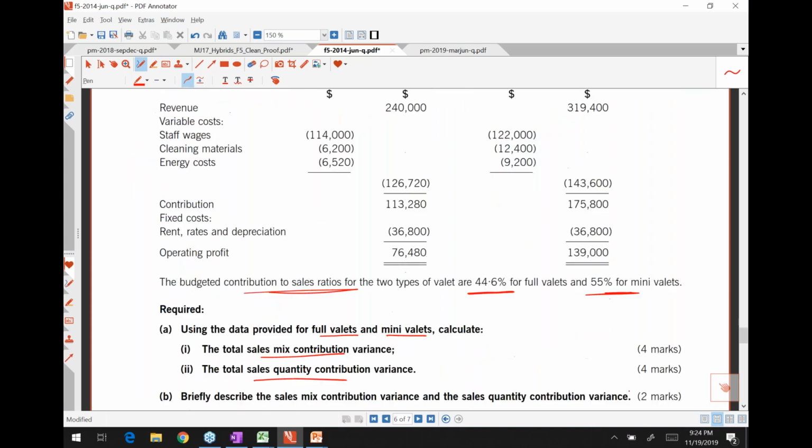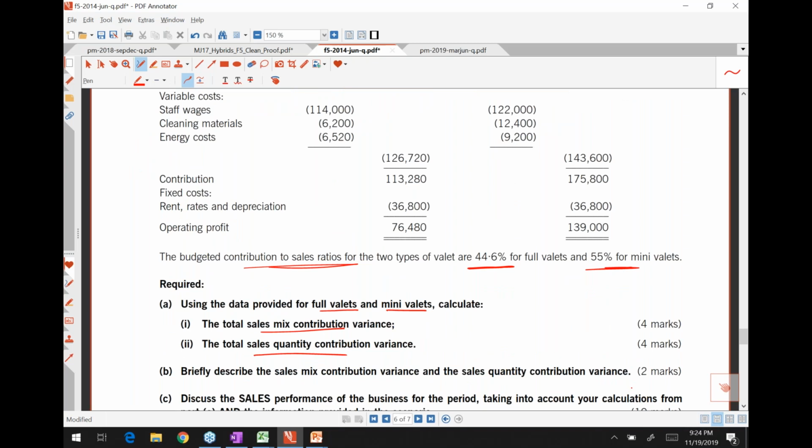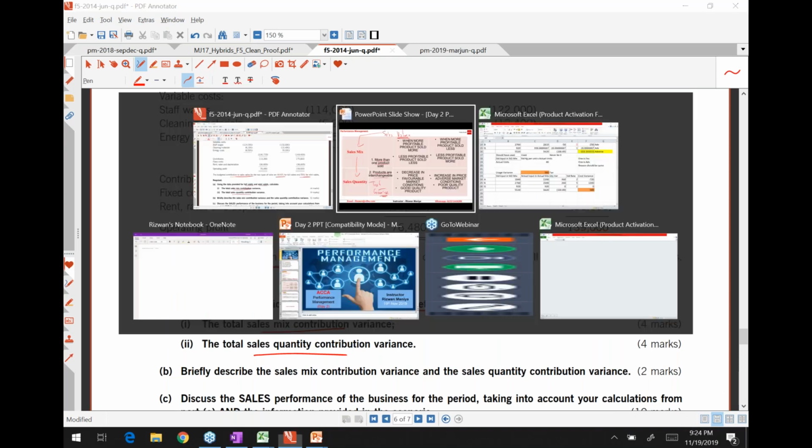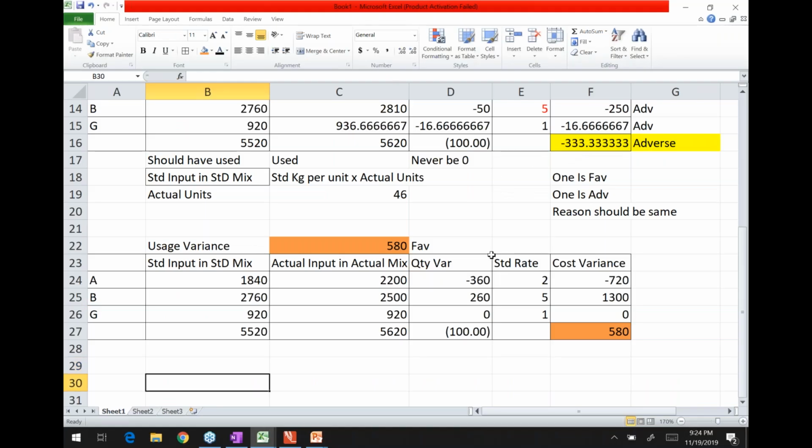It's time to work out the sales mix contribution variance. Yeah, Rayan, what do you think? If we understand things in a detailed way, that helps us to solve other questions more easily. So yeah, this is something that helps you later on, and this will definitely.